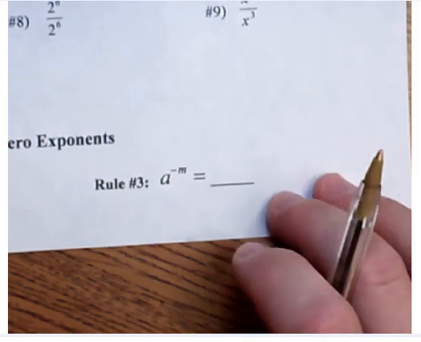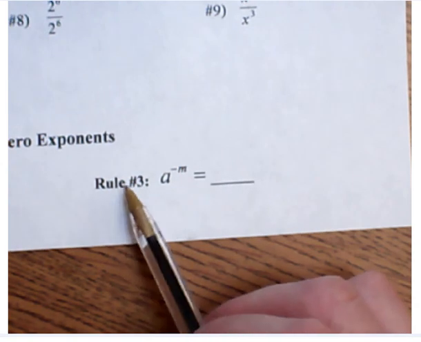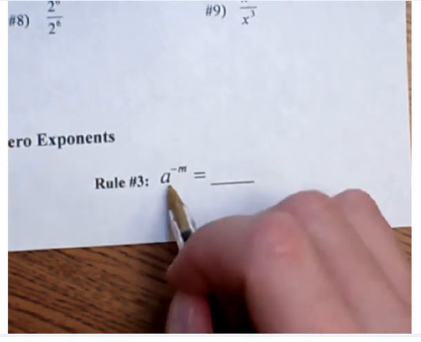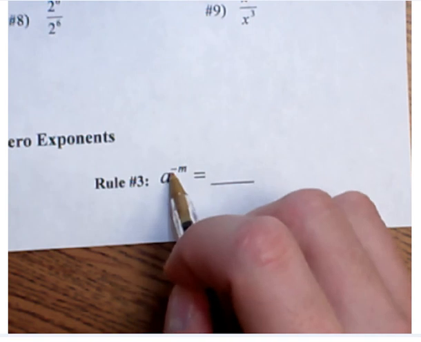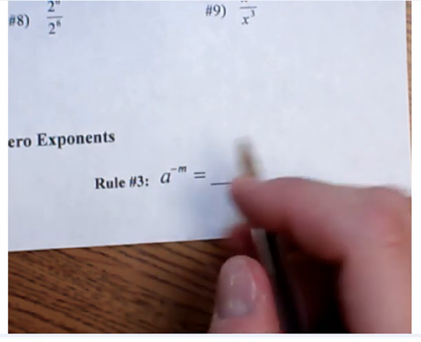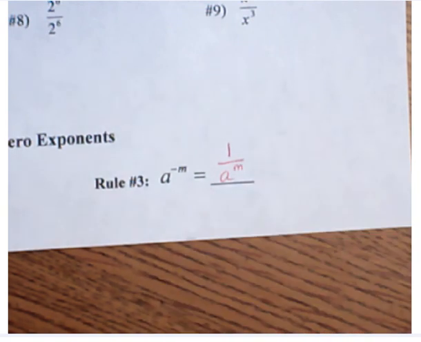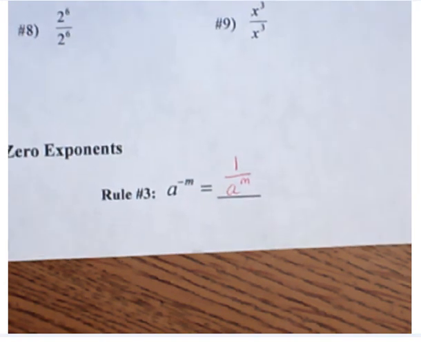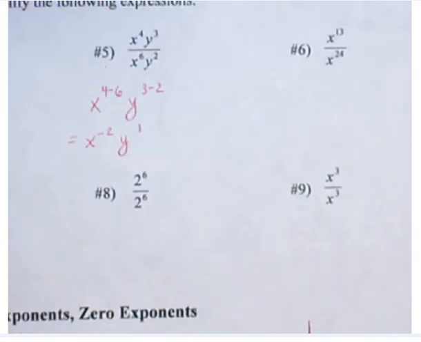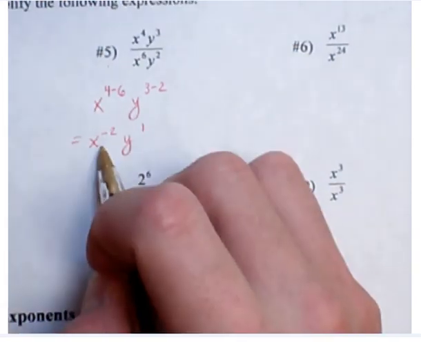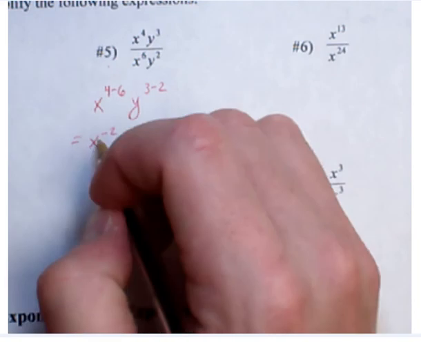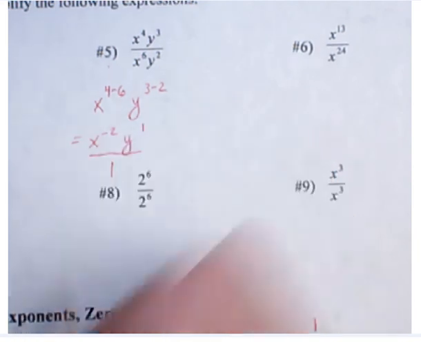All right, and then the second rule, and this is what goes back to our example number 5. If you have a base a raised to a negative exponent, then we write it as 1 over a to the positive exponent, 1 over a raised to the m power. Okay, so let's go back to number 5 here and finish this problem. If you have x to the negative 2, you can think of this as a fraction, as something divided by 1.